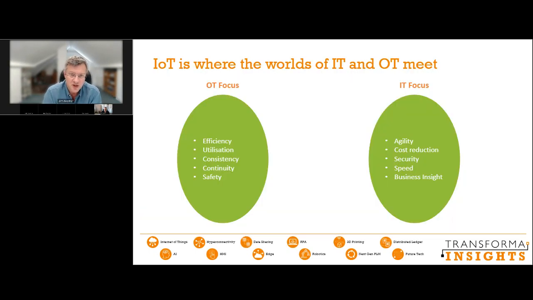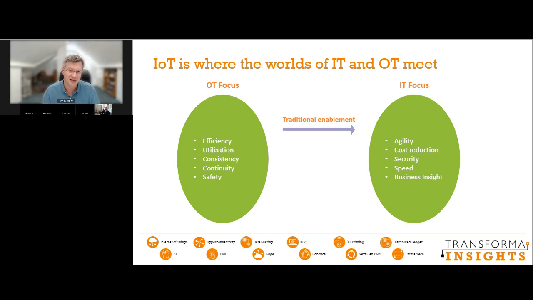Firstly, IoT is where the worlds of IT and OT meet. Now, typically, OT, operational technology, those machines that are present in factories and support basic functions and have done for decades. The focus there has been on efficiency, utilization, consistency in terms of the way the machine works, continuity and safety. The IT world, by comparison, has been much more focused on agility and cost reduction and security, speed and business insight.